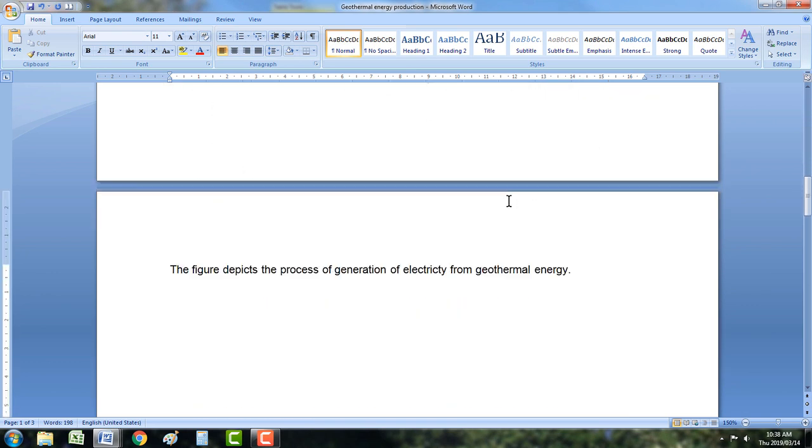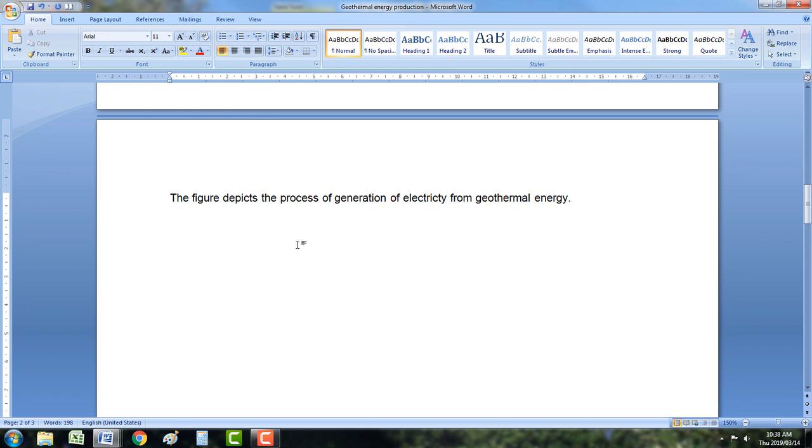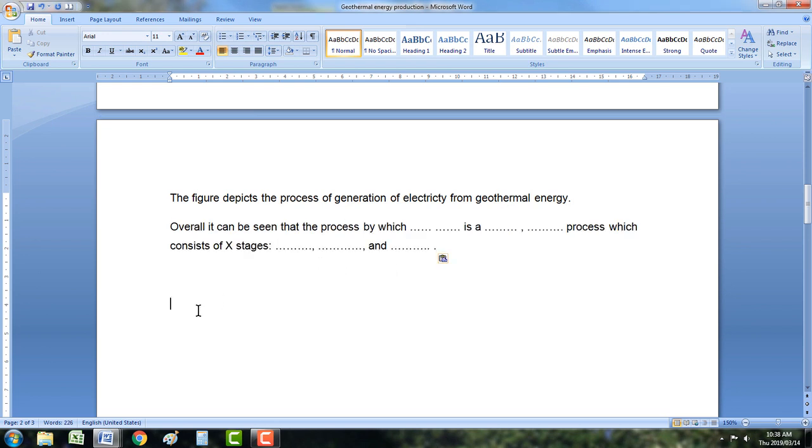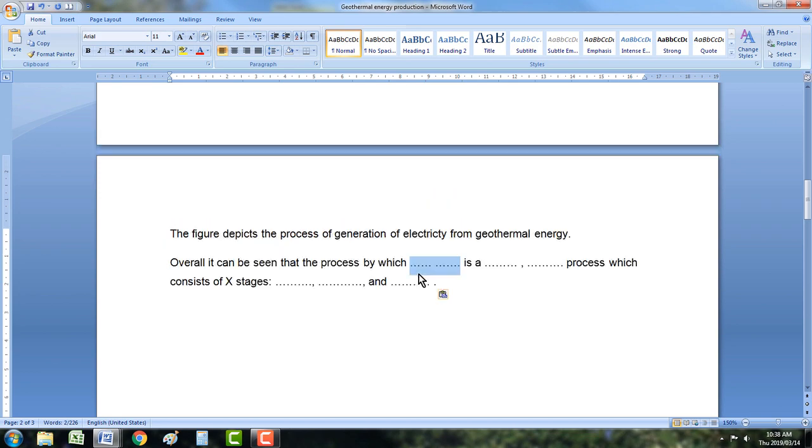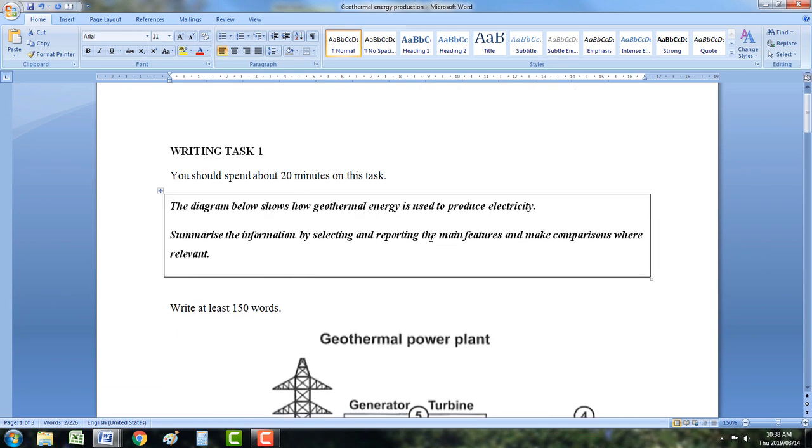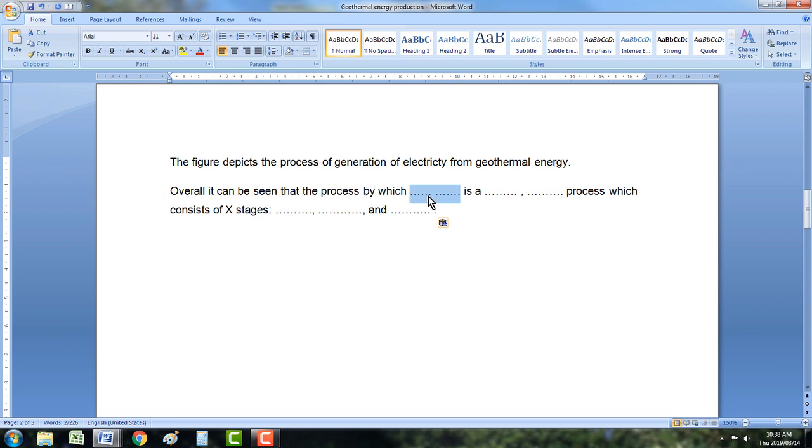Right, now onto the overview. Now this is very important. Most of the time, this structure can cover your overviews for the process. Overall, it can be seen that the process by which, now this is very nice, it's kind of quite formal academic language, so use it if you can. And here we're going to say the verb and what is happening. Electricity is generated. Usually it'll be passive if you've got by which. The process by which electricity is generated is a, and then you're going to have two adjectives in there. I'll tell you what they are.